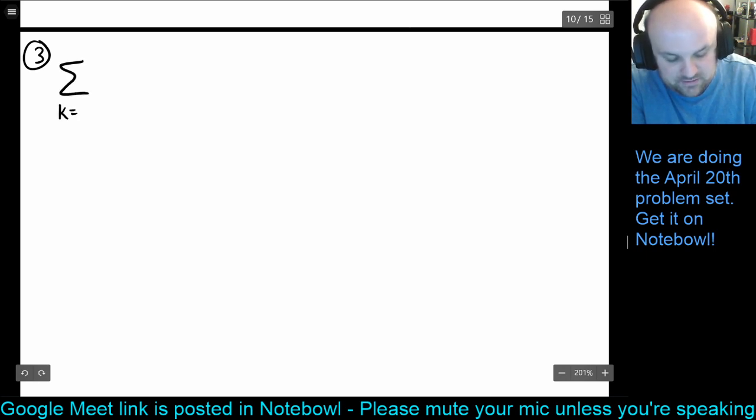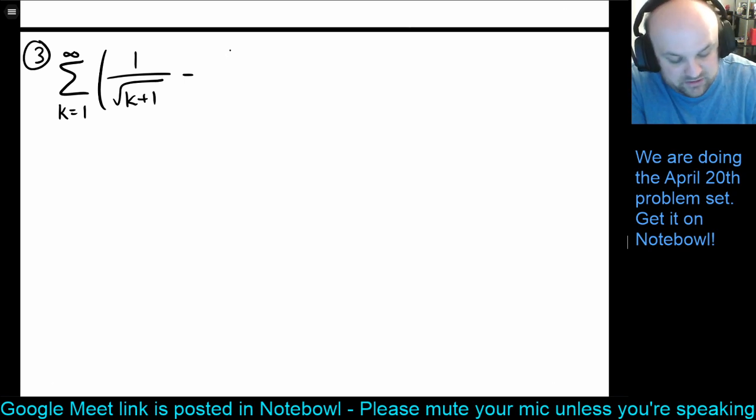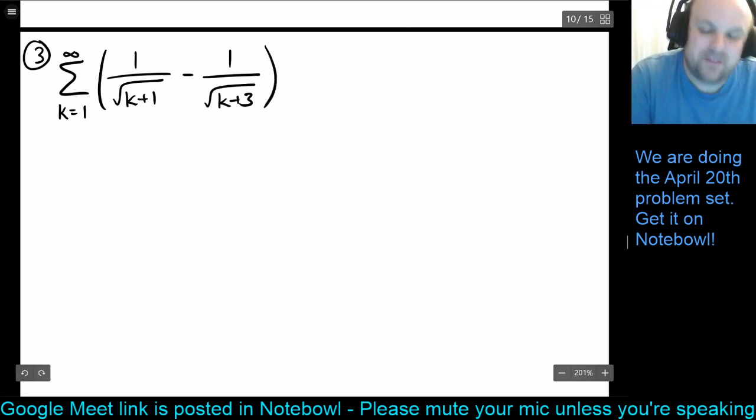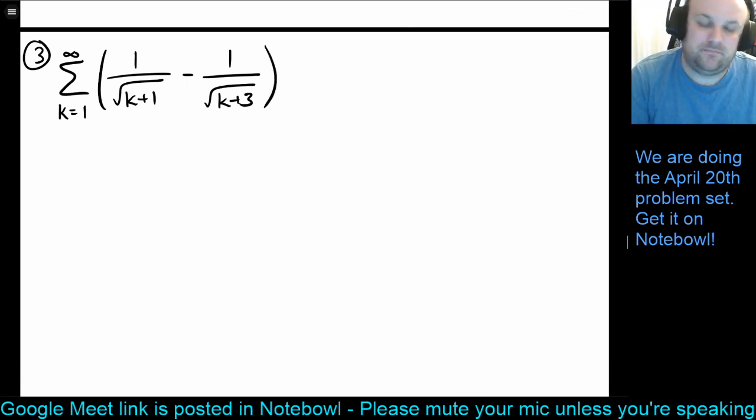We have the series from k equals 1 to infinity, 1 over square root of k plus 1. I honestly wish I had written 1 over square root of k plus 2, but I didn't. So we're going to do this one. All right, so this isn't geometric. That's probably not too hard to figure out. So what can we even do here? Do we have any hope of computing this?